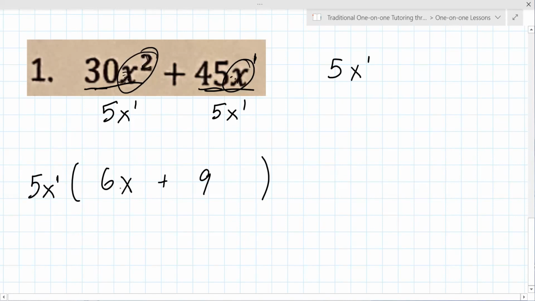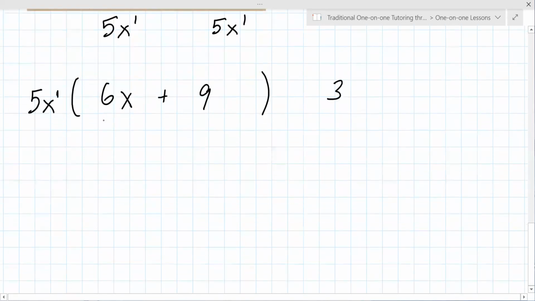Okay. Now, when you look at what's inside the parentheses here, you might see yourself, isn't there a number that goes into both of these? And there is. What number goes into both 6 and 9? 3. Good. So again, we're gonna divide by 3 on both of these, and you put that 3 on the outside here. So what is 6x divided by 3?